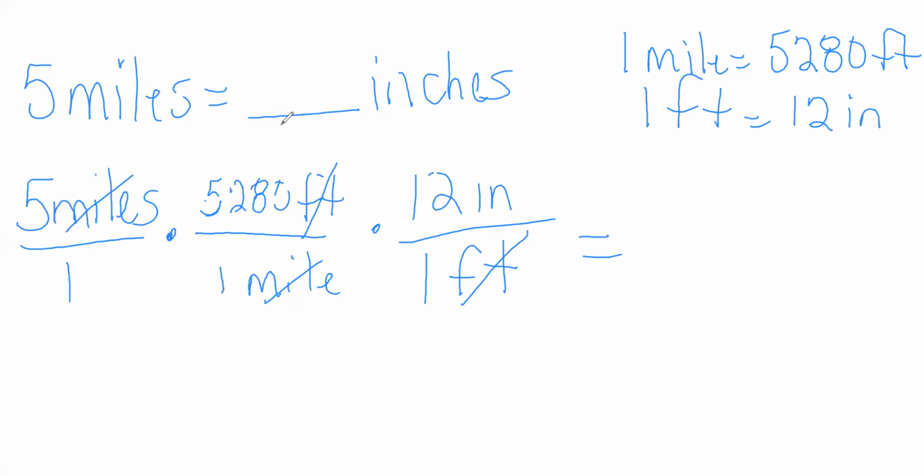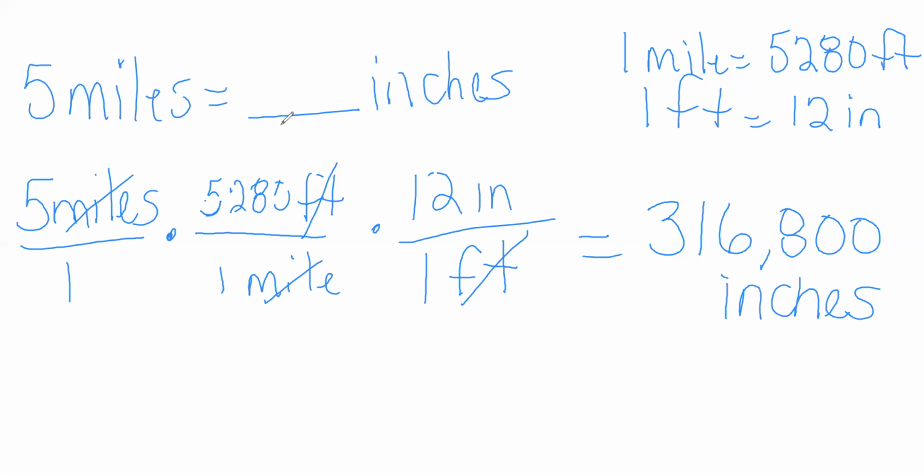We're where we want to be, so y'all just got to put it in the calculator. 5 times 5,280 times 12. Going to give us a big number because we went from big units to small units, but you should get 316,800 inches. So 5 miles is equal to 316,800 inches.